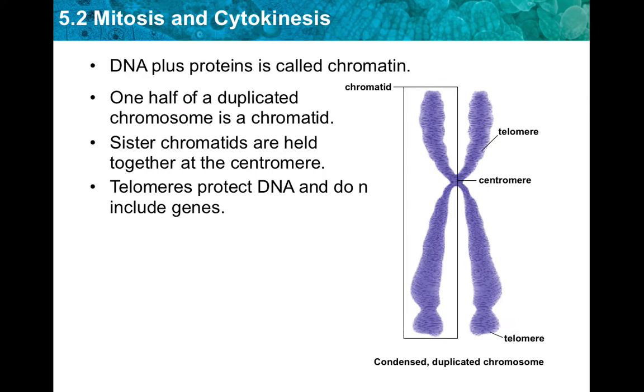Here, we can see a chromosome which is condensed. Here in the square, we have a chromatid. Two of them make sister chromatids. In the center, where the chromatids intersect, we have the centromere. And the telomeres are made of repeating nucleotides that don't form genes.